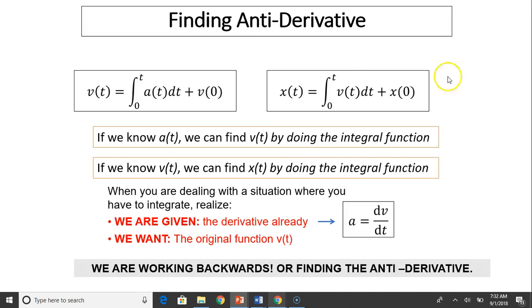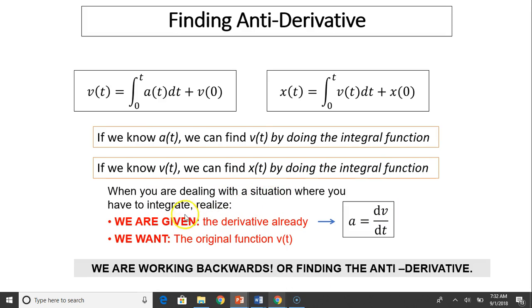Finding antiderivative. So with these two equations, if we know a(t), we can find v(t) by doing the integral function. Similarly, if we know v(t), we can find x(t) by doing the integral function. But how are we going to do that?